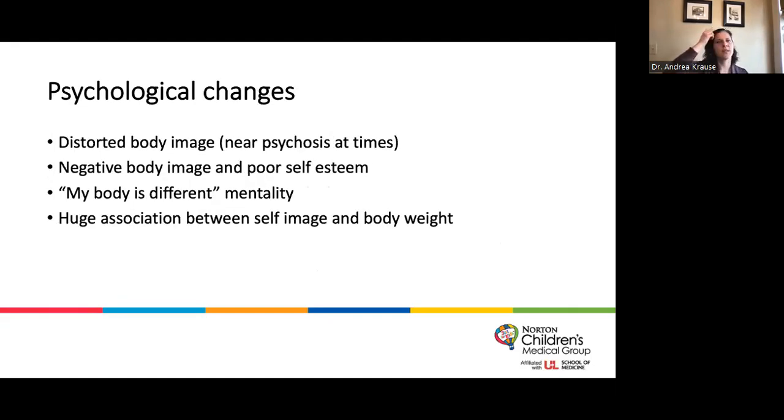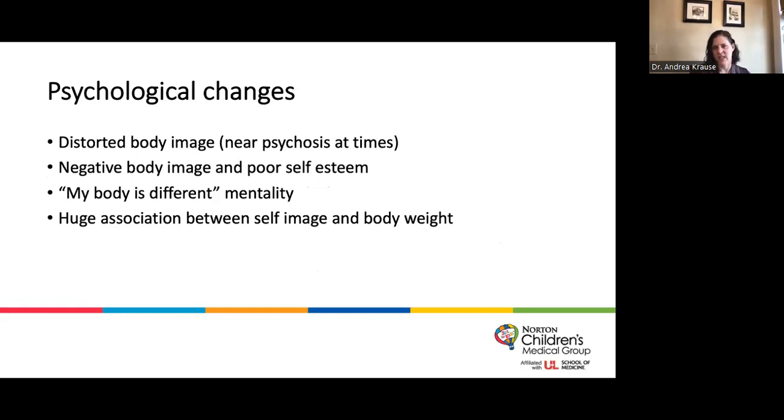And so some of the psychological changes, the distorted body image can be very delusional, almost near psychosis at times, depending on how underweight the child is. Again, there's always this link with the negative body image and a really terrible self-esteem. I talk about this, my body is different mentality. So you can kind of think, well, how could someone do this to themselves? How can they not see that this is harming them, that they could die?